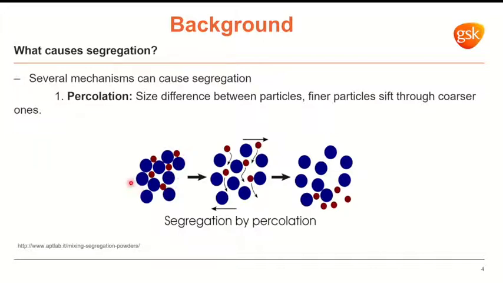What I mean by that is, if you take, for example, this picture in which we have the blue particles and the brown particles. The blue particle is much larger in size compared to the brown particles. So the brown particles can, over time, sift through the spaces between the large particles, and over time you will see that the brown particles have a higher concentration at the bottom, whereas the blue particles have a higher concentration at the top. And this is just one example of a segregation mechanism.